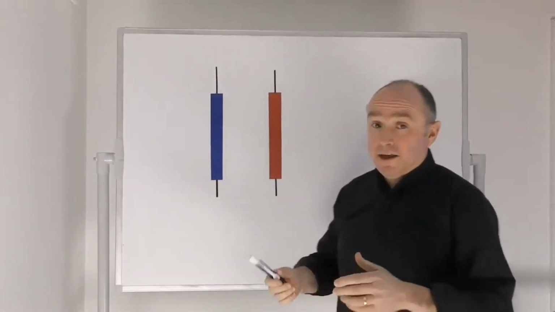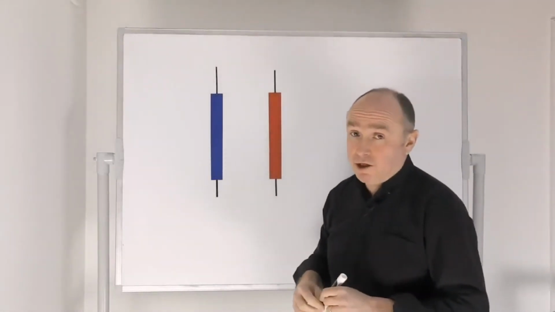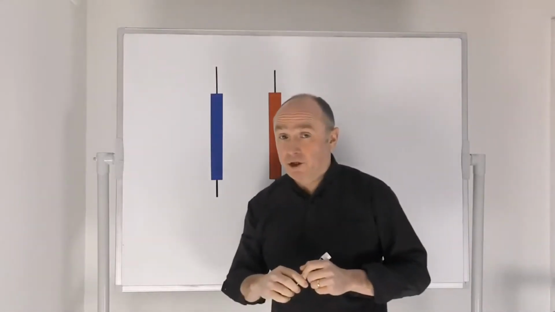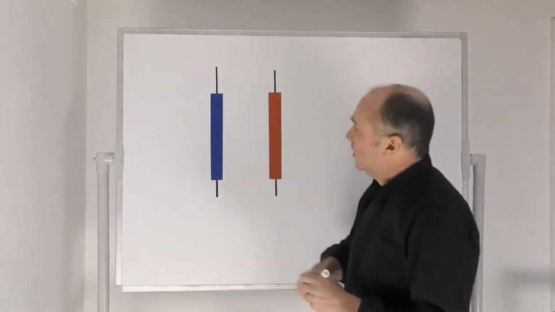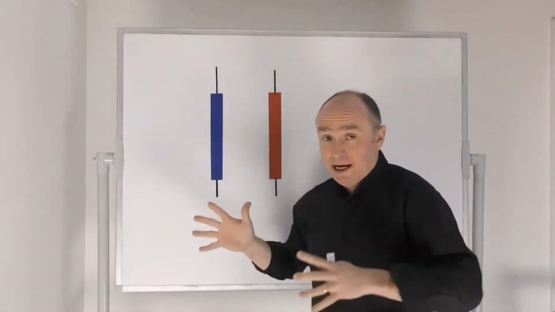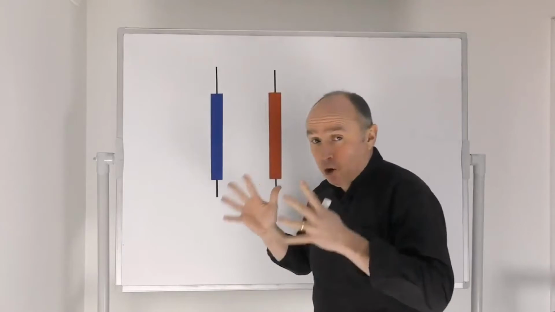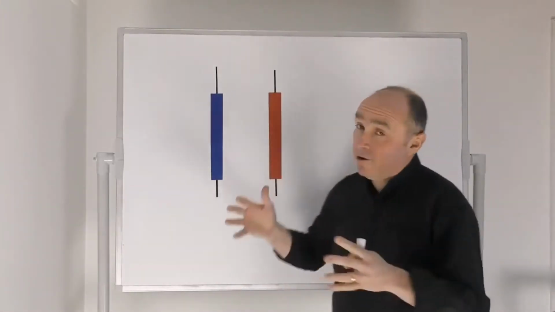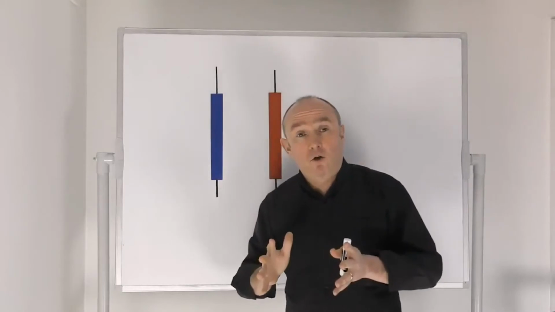Okay, so these are the Japanese candlesticks. Apparently they were invented over 200 years ago by the Japanese rice traders. They actually show us quite a lot of information. Here on the left, you've got a blue candle, or sometimes coloured green. That basically means it is a bullish candle. Prices on the way up. Here you'll see a red candle. That basically is a bearish candle, meaning prices are on the way down.